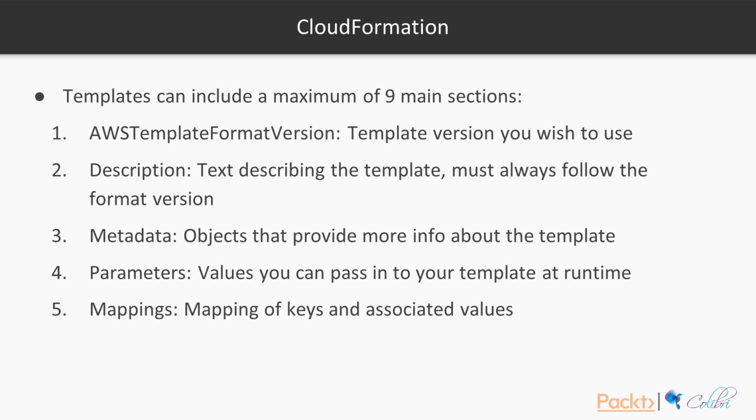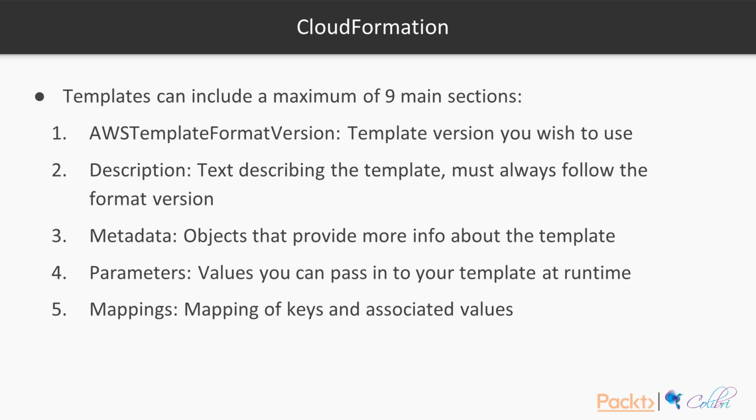The first one is AWS template format version, which defines the template version that you wish to use. The description is a text describing the template, and if you specify an AWS template format version, then you must specify a description that will follow the format version. Then there is the optional metadata, that is, objects that provide more information about the template.